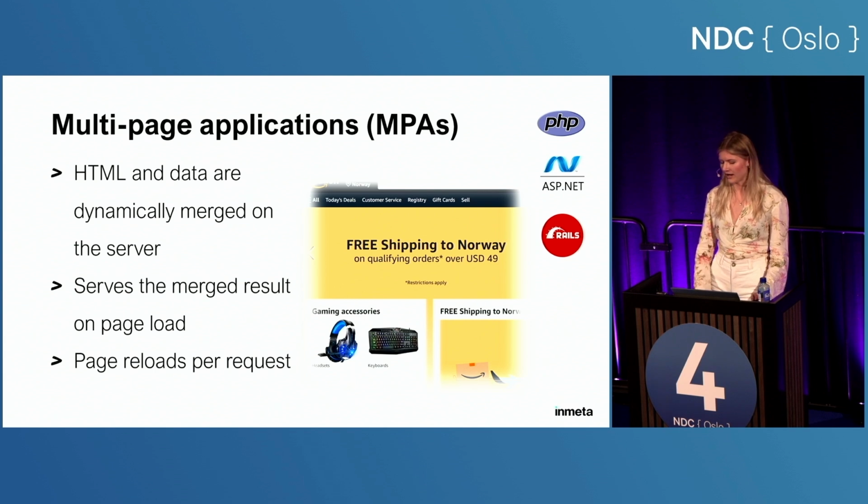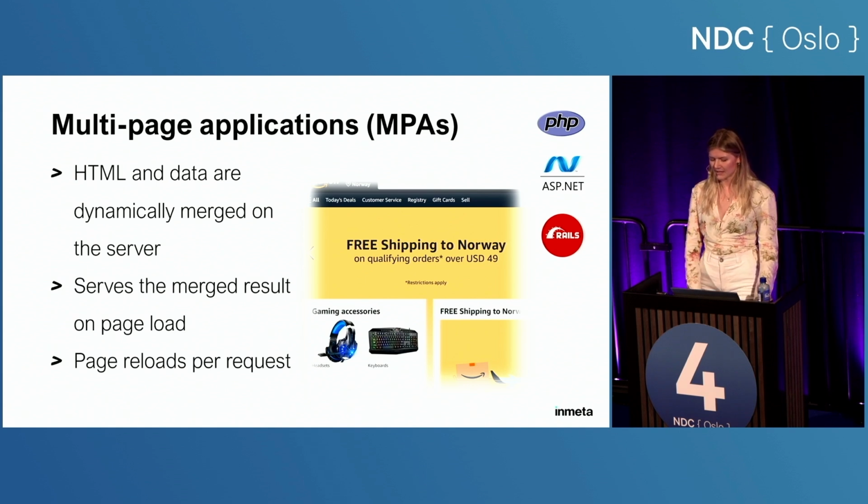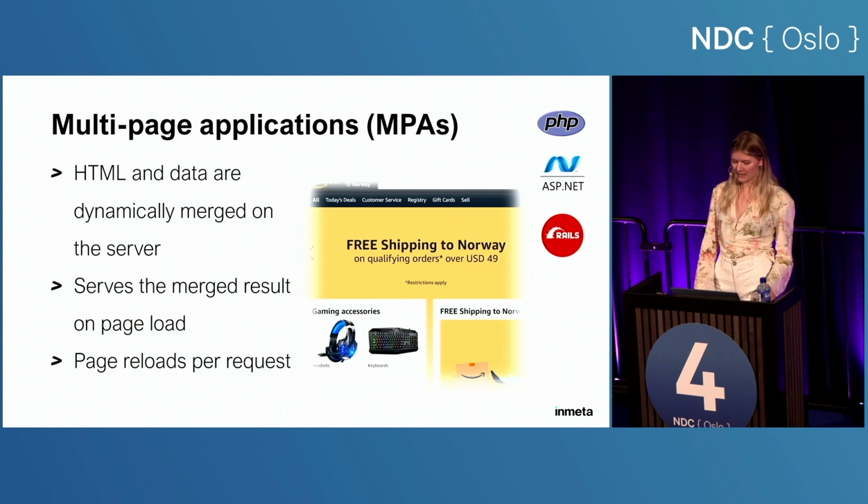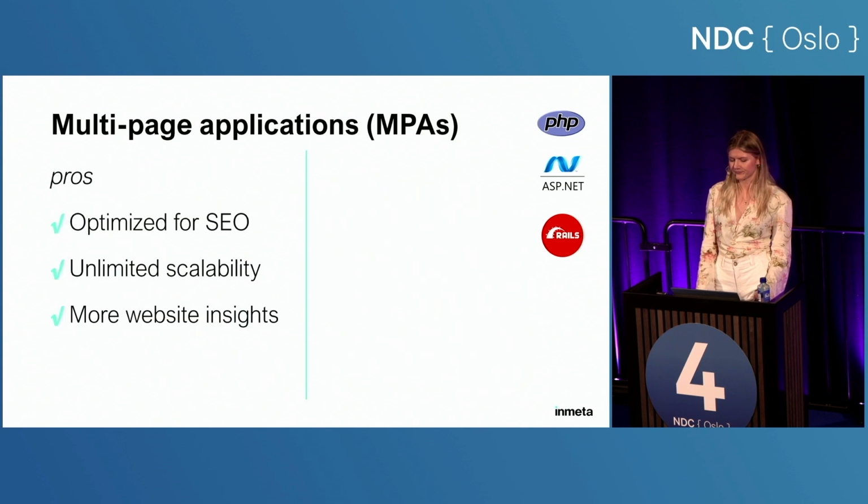Multi-page applications, on the other hand, can handle dynamic data. In MPAs, HTML and data is merged on the server per request and sent as one package to the client. So the user will open the browser and is served the merged result. The entire page reloads per request or navigation to a new page. MPAs can be created, for example, with the ASP.NET MVC pattern or with PHP or Ruby on Rails. Use cases could typically be an e-commerce app, for example, Amazon as an MPA.